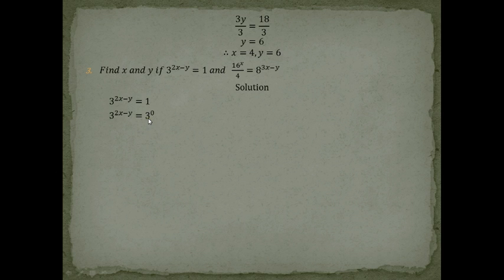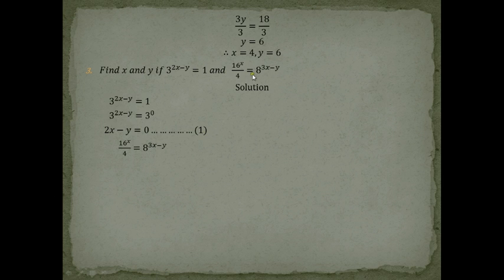So what happens is that I introduce 2 raised to the power of 0 because I know that this 2 raised to the power of 0 is still the same thing as well, 1. Then in this case, they have the same base, so they cancel out. Then what happens? The powers will be equal. So I will have 2x minus y, which will be equal to 0, and that becomes my equation 1.